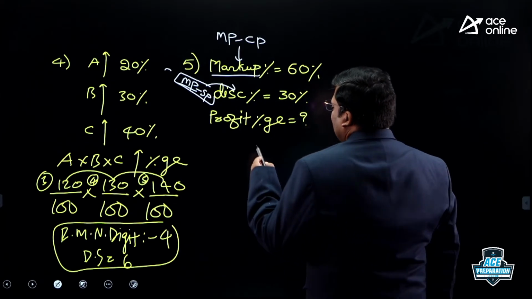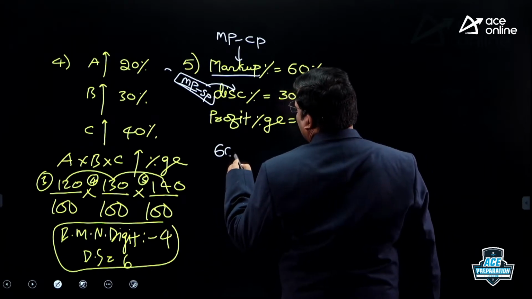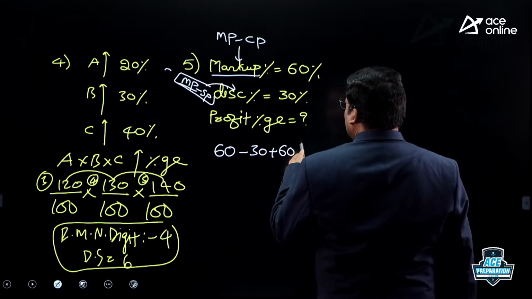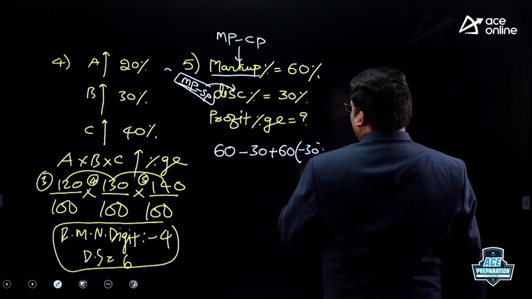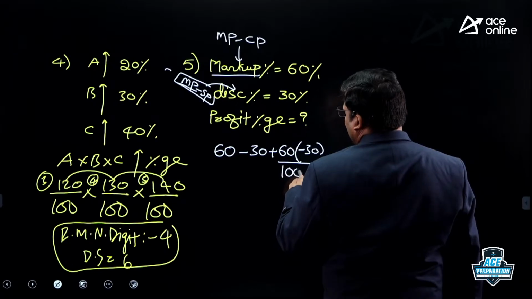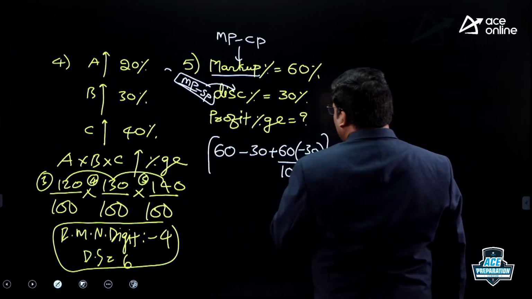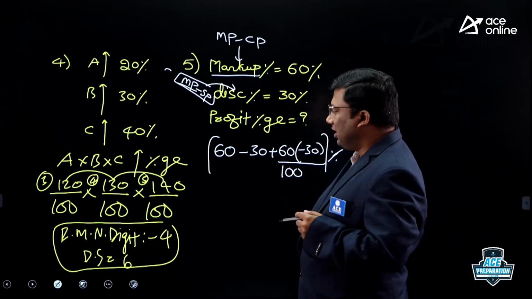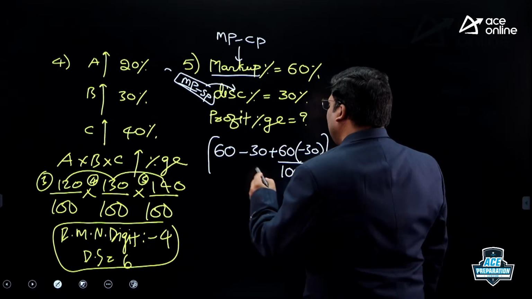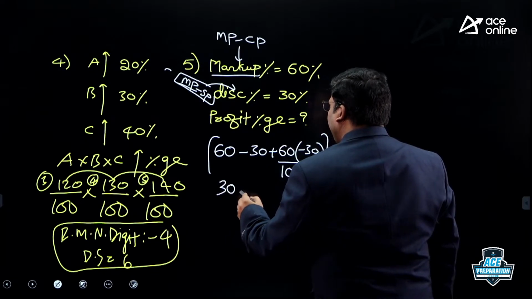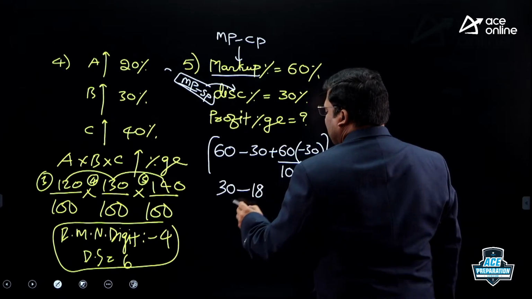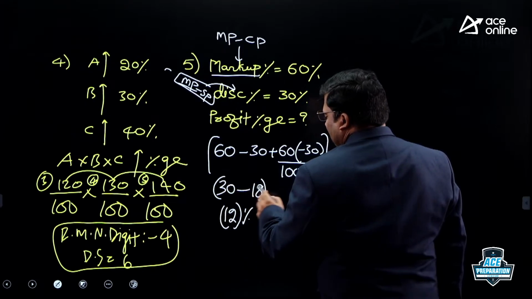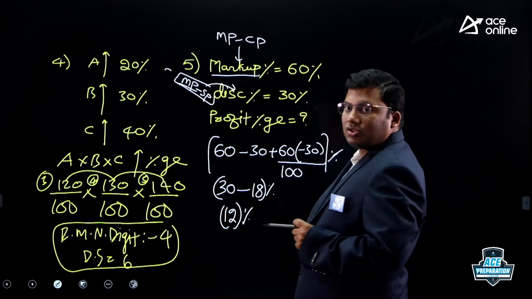Listen carefully. First, markup is positive, 60. Discount is negative, minus 30. So 60 minus 30 plus 60 into minus 30 divided by 100. A is positive, B is negative. 60 minus 30 plus 60 into minus 30 by 100. This is 30, this is minus 18. 30 minus 18 is 12%.